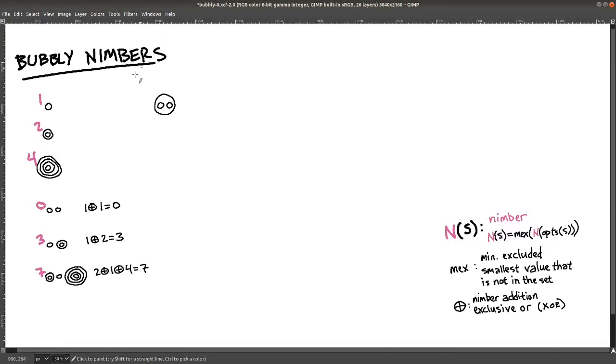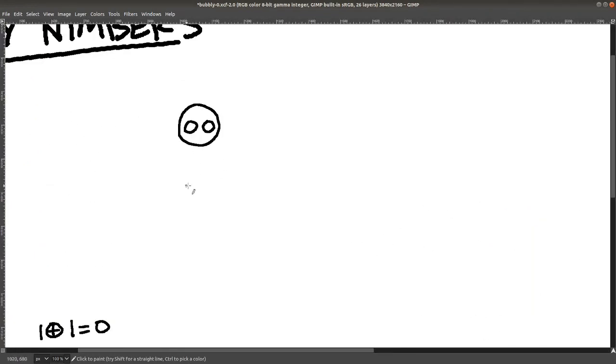So in general, whenever we have a state that we don't already know how to get the Nimber of, we can always find it using the definition here. So we just need to figure out all the options for this state. You can pop the outer bubble and get this state, or you can pop the outer bubble and one of the inner bubbles and get this state. Now, of course, we know the Nimbers for these states. That's 0 and 1. The minimum excluded value from this is going to be 2. So the Nimber of this state is 2.